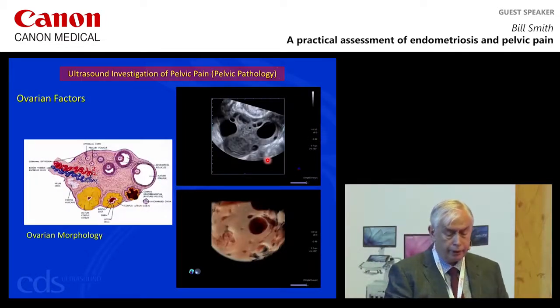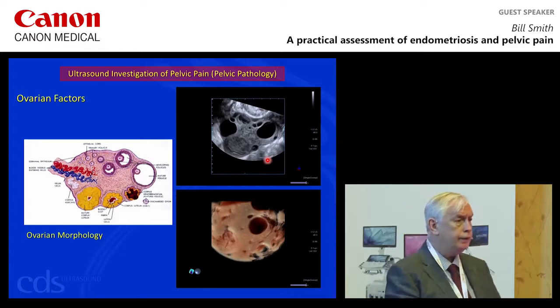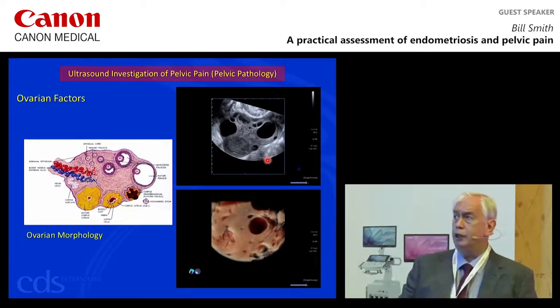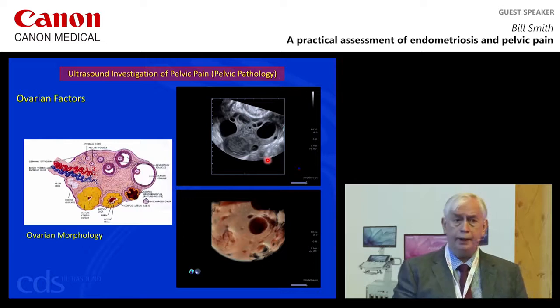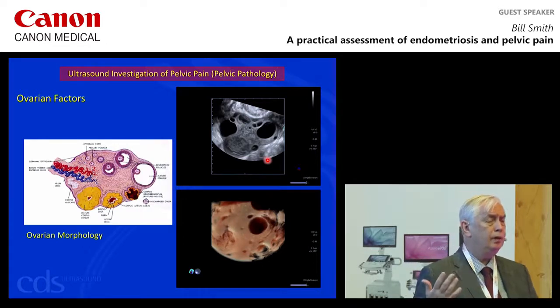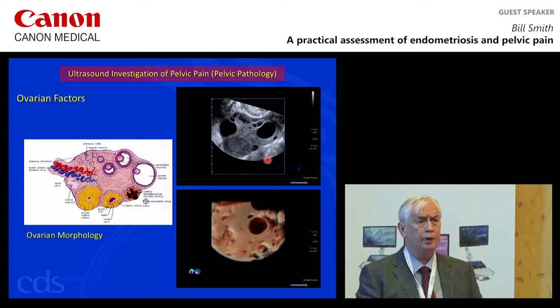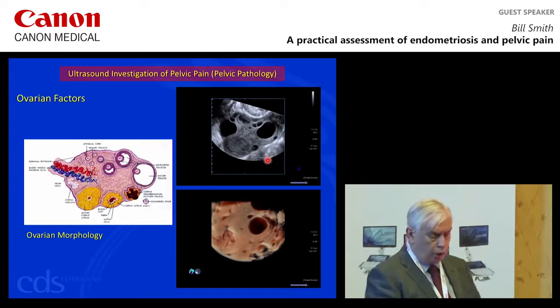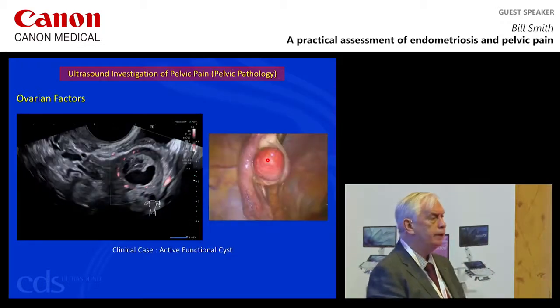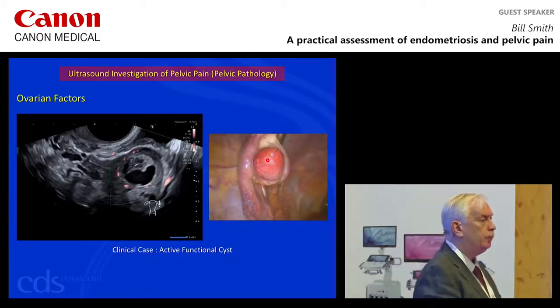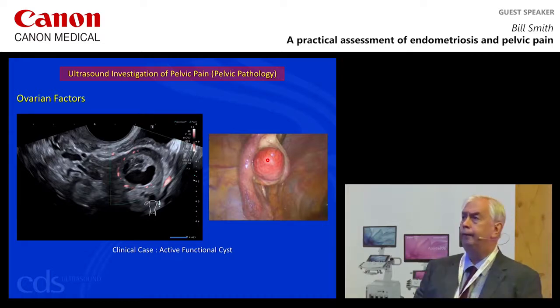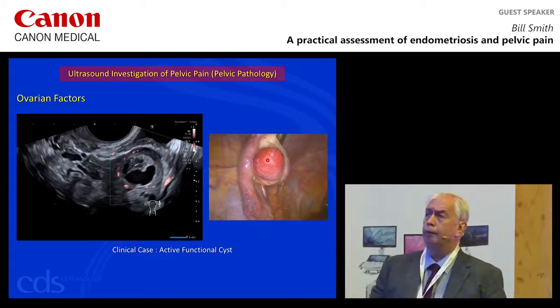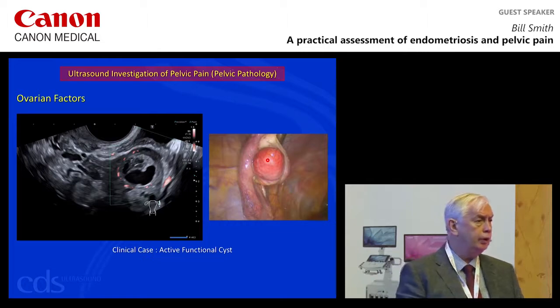If we now go to the ovary, obviously, again, a major cause of pelvic pain, and nowadays we can really look at ovarian morphology very, very closely, certainly using high-quality 2D color Doppler and our 3D rendered image. The most common lesion that we're going to come across in terms of pelvic pain, abnormal uterine bleeding, is this chappy here, the active functional cyst.